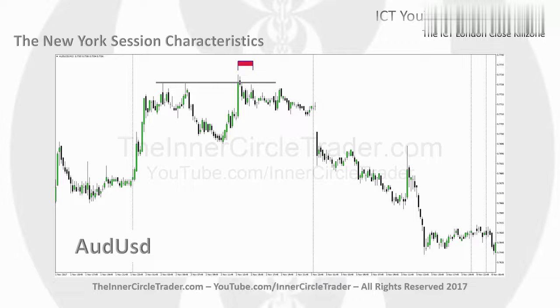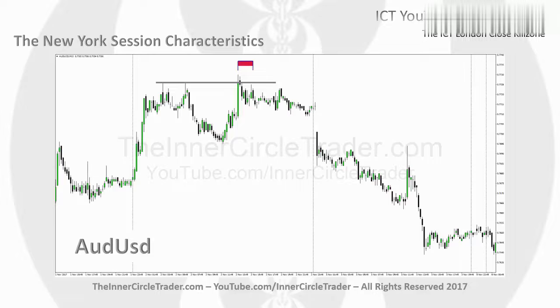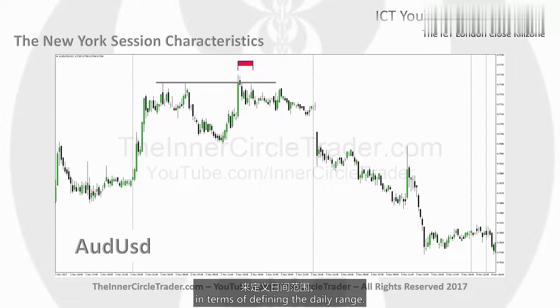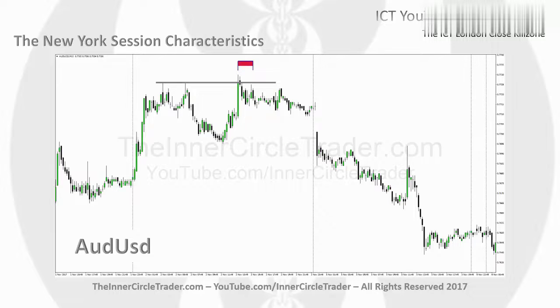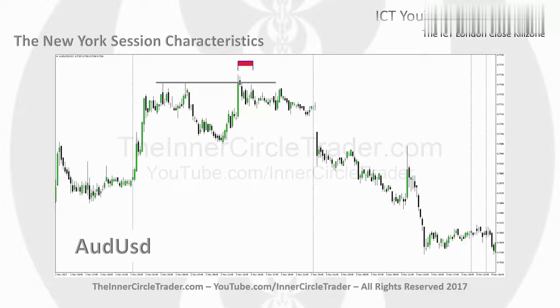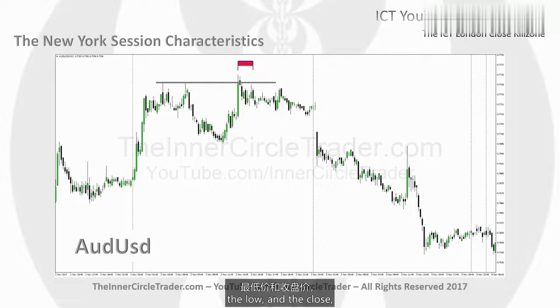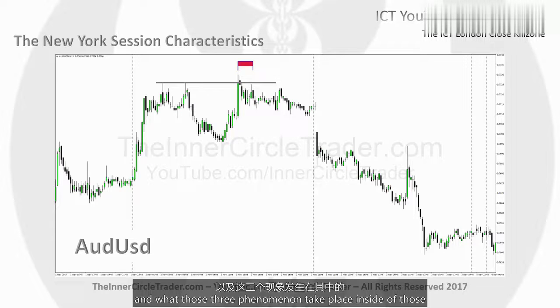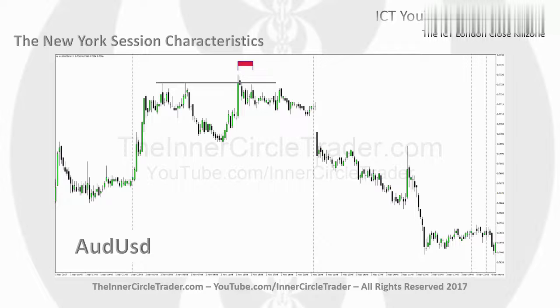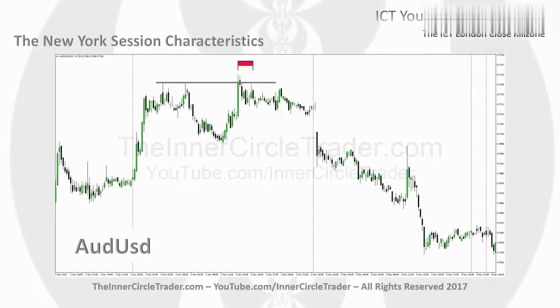If you study the things I've given you thus far, we went through the Asian session, the London session, the New York session, and now we've completed the daily range with the London close kill zone. So we have everything at our disposal in terms of defining the daily range. Now, that does not mean daily bias. It does not mean long-term direction. It just means that we have been able to define the 4 reference points that make up Power 3: the open, the high, the low, and the close. And those 3 phenomena take place inside of those 4 price points, which is the accumulation, manipulation, and distribution.